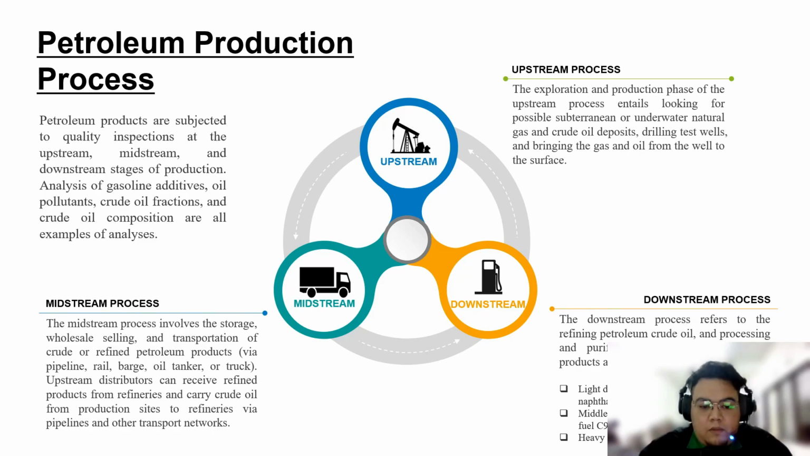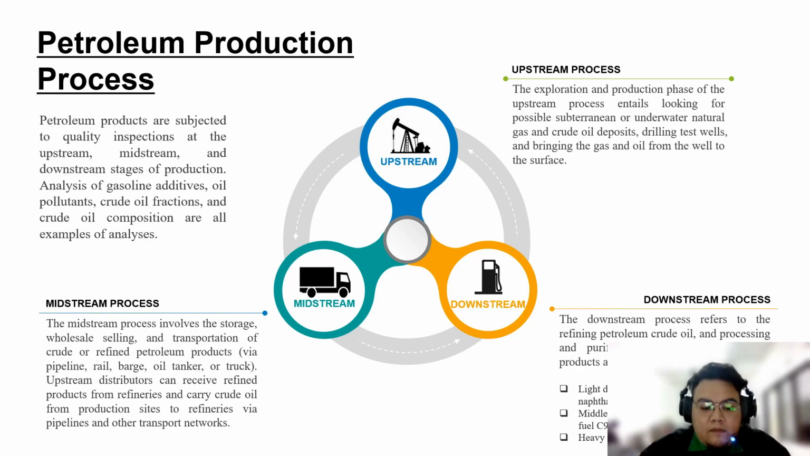So what is the midstream process? The midstream process involves the storage, wholesale selling and transportation of crude or refined petroleum products by pipeline, rail, barge, oil tanker or truck. Upstream distributors can receive refined products from the refineries and carry crude oil from production sites to refineries by pipeline and other transportation networks. So last but not least, the downstream process.